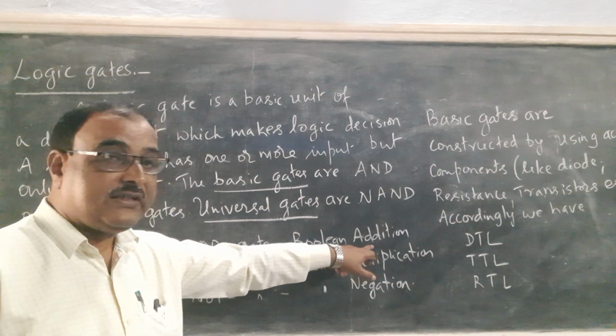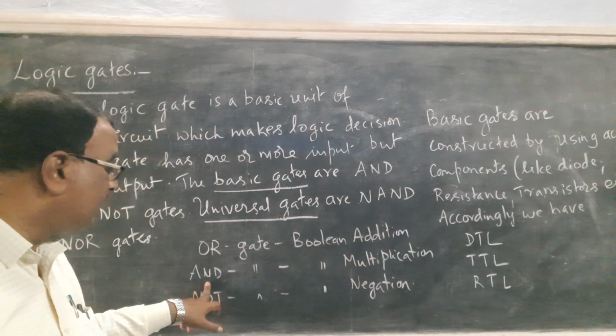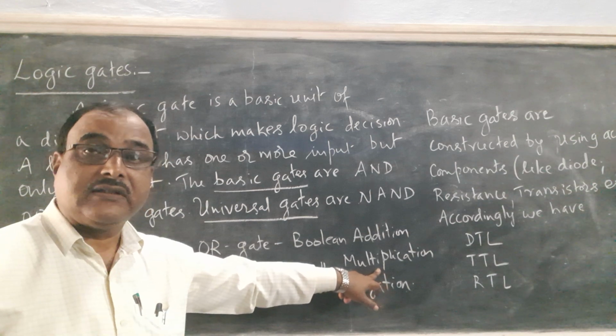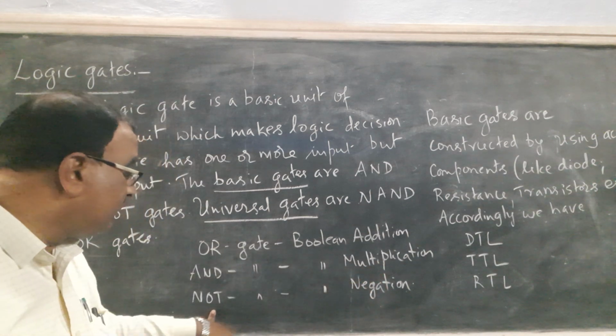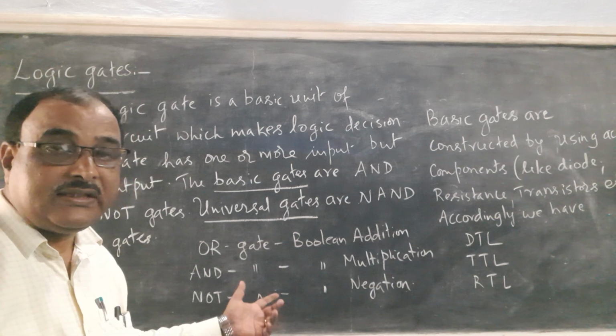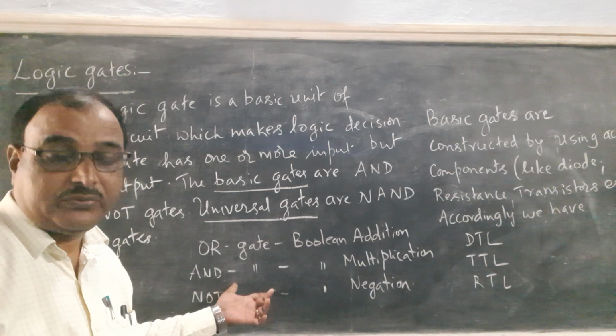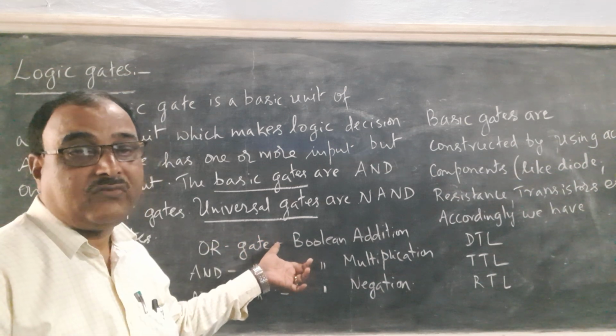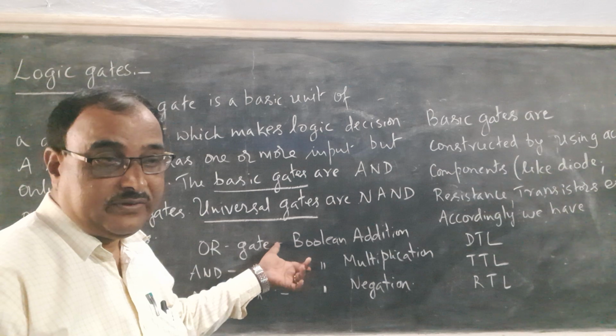You know that in case of the OR gate, the Boolean addition operation is performed, and in case of the AND gate, Boolean multiplication is performed, and the NOT gate is a negation gate. It has only one input and one output, whereas in all other cases there is more than one input and only one output, right?